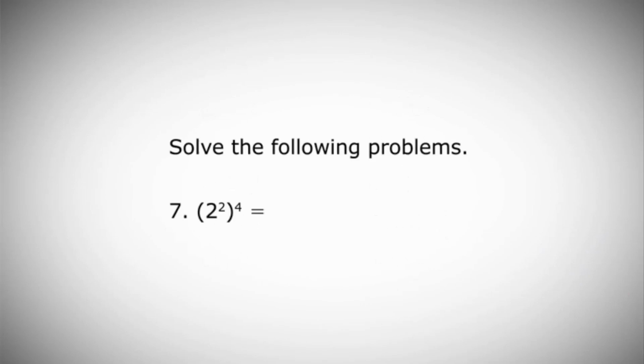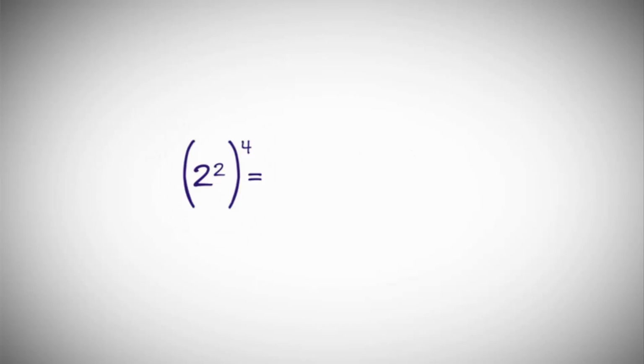We're going to start by reviewing question number 7. Question number 7 gives us the example 2 squared, that entire quantity raised to the 4th power. Again, we're going to want to apply our exponent rules in order to simplify this expression. In this particular case, we're going to multiply our exponents. So our base remains the same, 2 raised to the 8th power, because 2 times 4 is equal to 8.